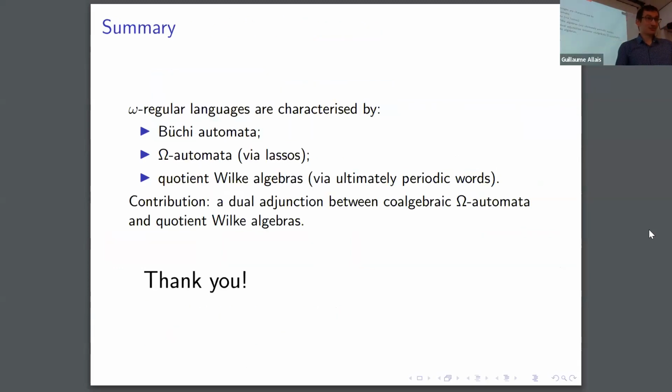So for now, I just want to end with a summary, which is that we saw that omega regular languages can be characterized by Büchi automata, or by omega automata via the lassos, or by quotient Wilke algebras via the ultimately periodic words. And we saw that there's this dual adjunction between one side of the picture, omega automata, and the other side, the Wilke algebras.